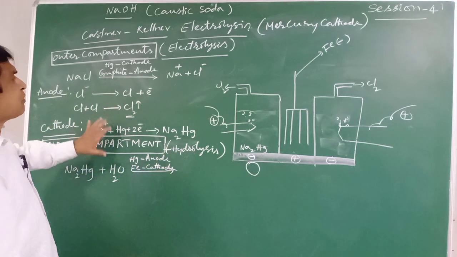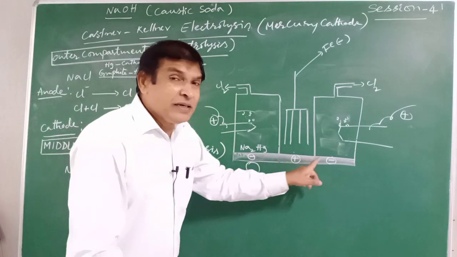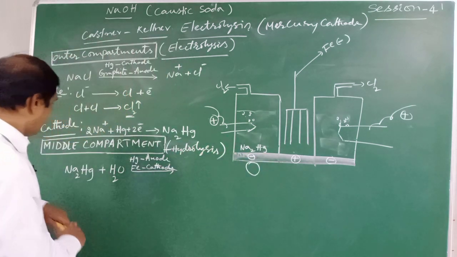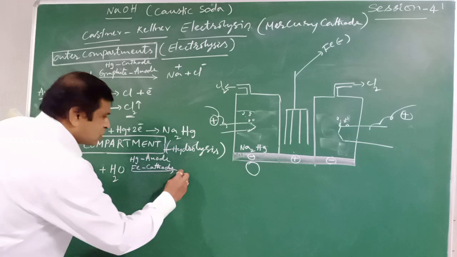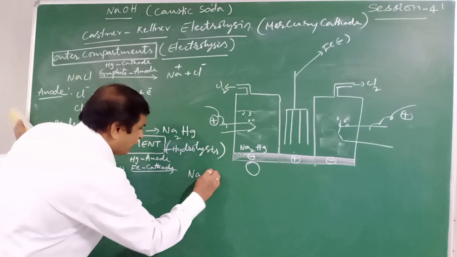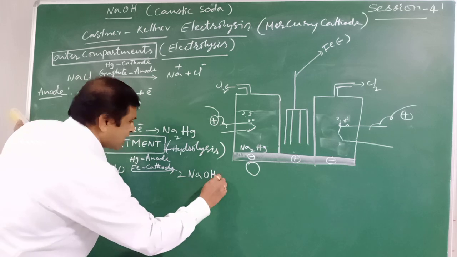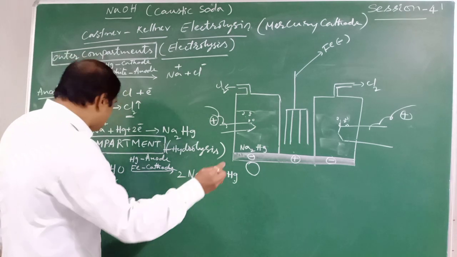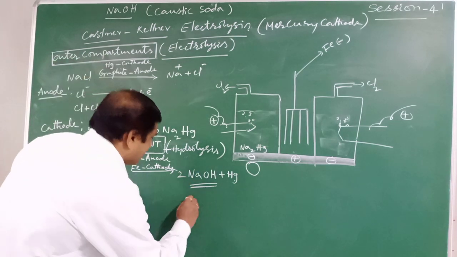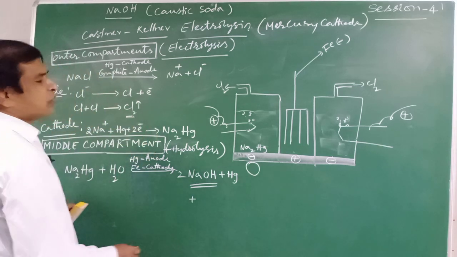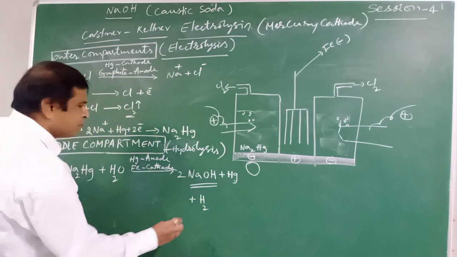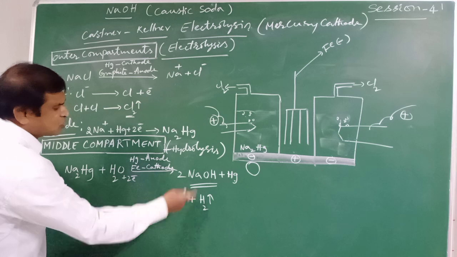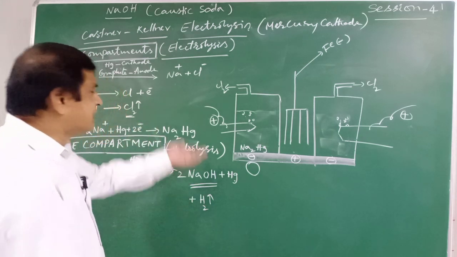Remember, in this process, mercury is acting as an intermediate electrode due to induction. In this process it forms sodium hydroxide, NaOH, plus Hg. That is, sodium hydroxide is formed in the reaction. Hydrogen gas is liberated at the cathode. Here also you can say directly 2 electrons. So hydrogen gas is liberated at the cathode.